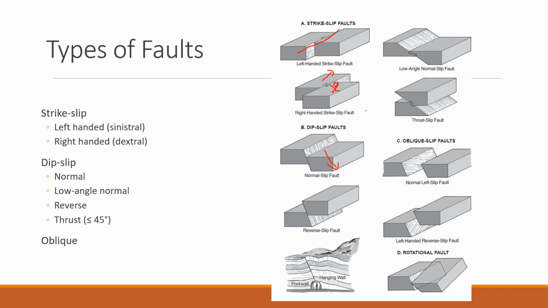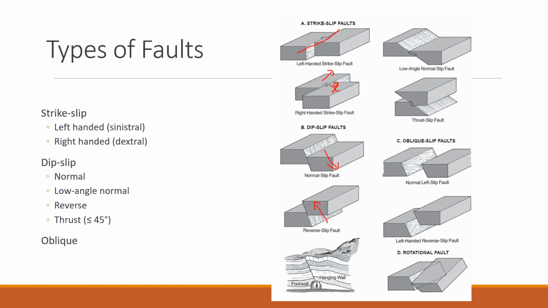A reverse fault is where you have the hanging wall moving up, opposed, reverse to gravity. If you have a reverse fault that is low angled, so less than 45 degrees, it's called a thrust fault. Many people just use those terms interchangeably, but it's not actually correct to do so.